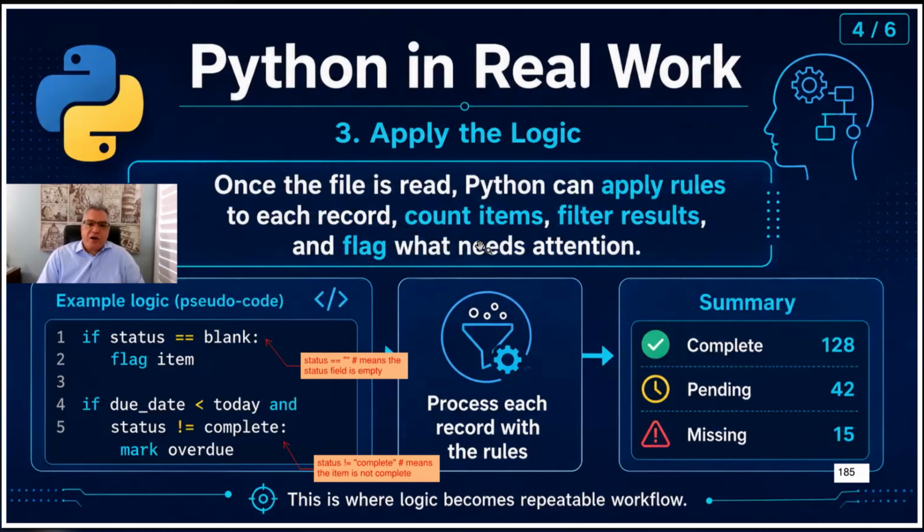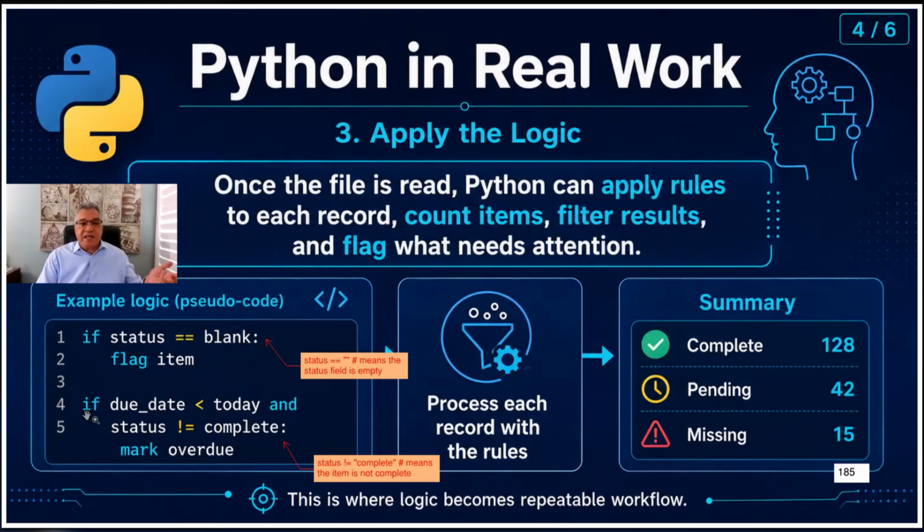You can say if status equals blank, and again, if you remember from the last video, equal is double equals, not single. So flag the item. And in Python, for blank, you don't have to write blank. You can just put 2 double quotes with nothing between. I'm going to explain that in the next slide.